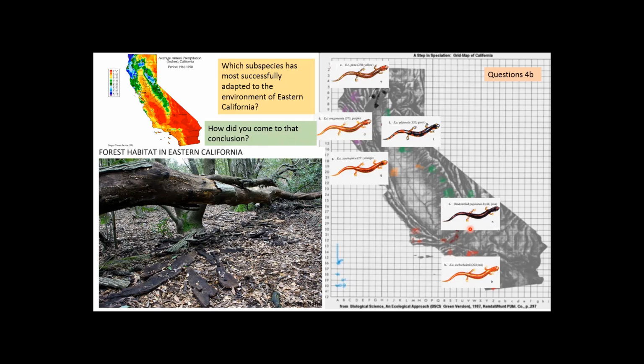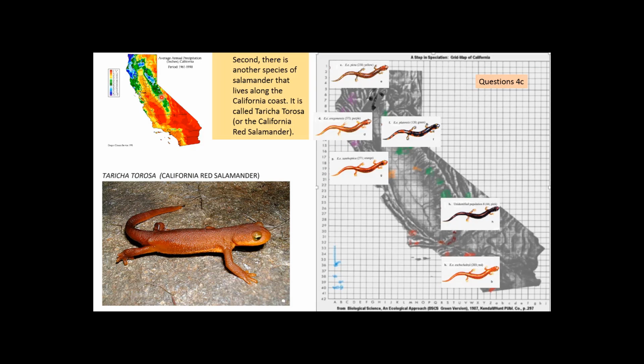So how do you come to this conclusion? Again, you're coming to this conclusion based on the physical traits and the environment that they are living in. And if you can see, they do get a fair amount of rainfall in this area. Okay, second fact.